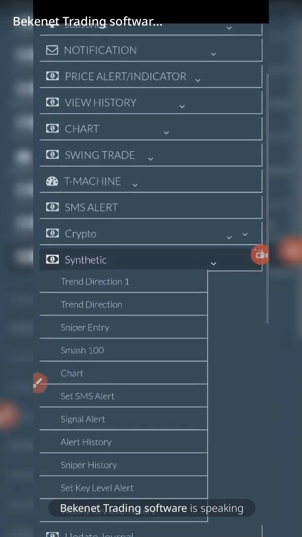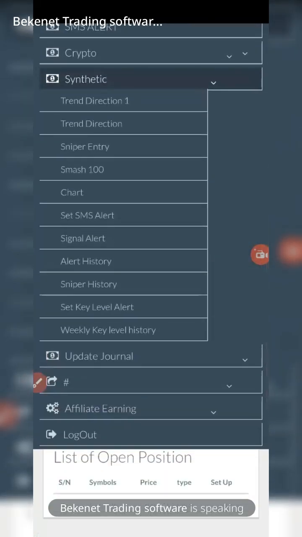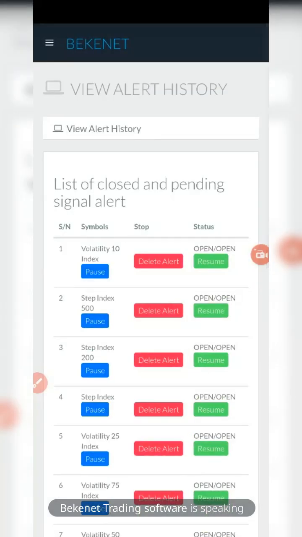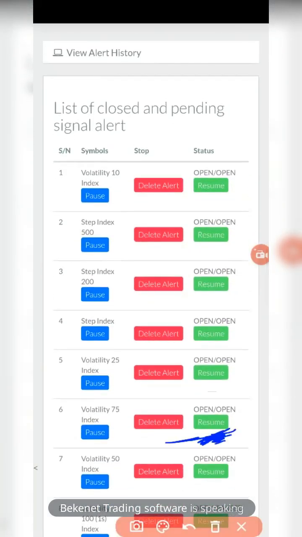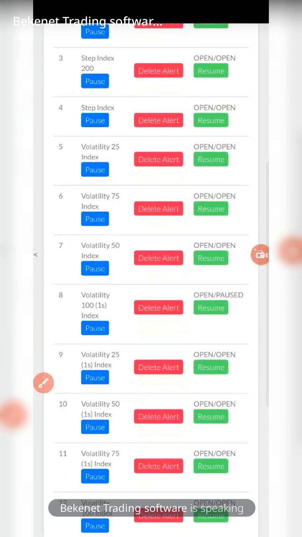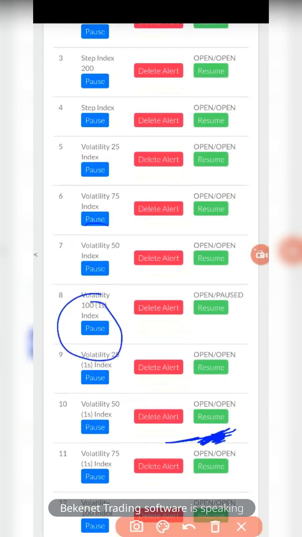So all you need to do, I've programmed mine already. Let me view mine so that you see the pair. I haven't paused it because this one was giving me headache. It was just coming on and on. Where is it again? That's volatility 100. So I had to pause it, you understand? So that I will not be coming.